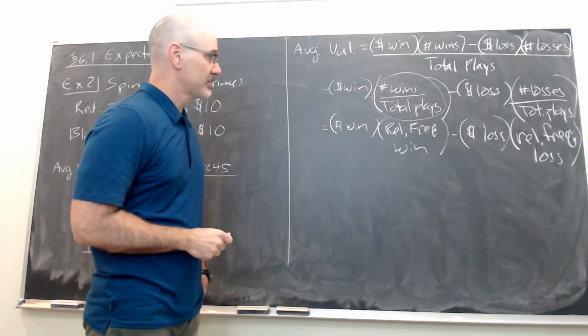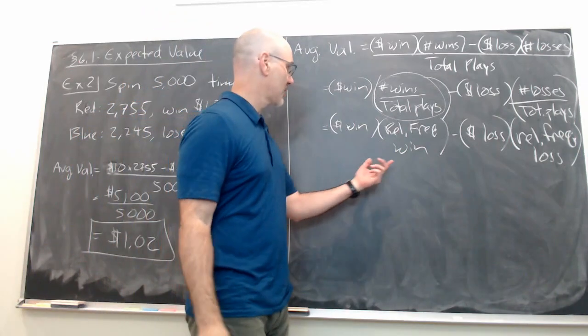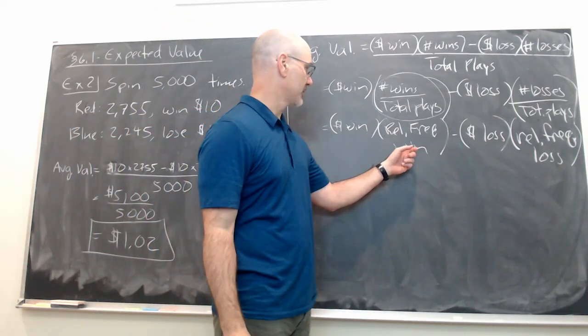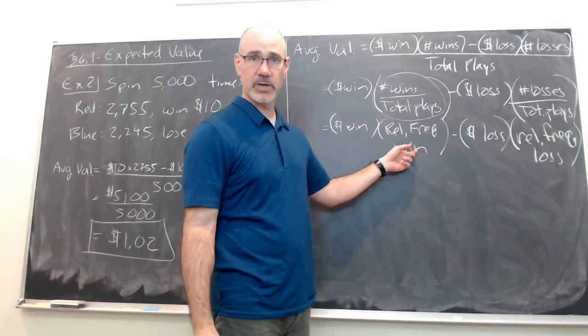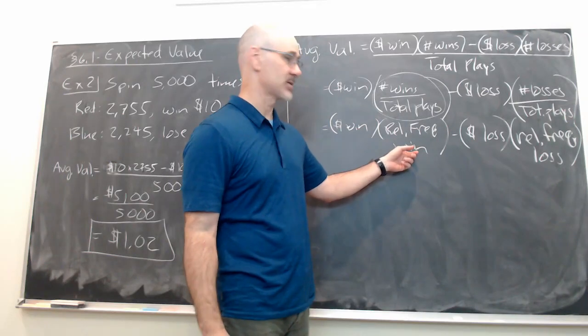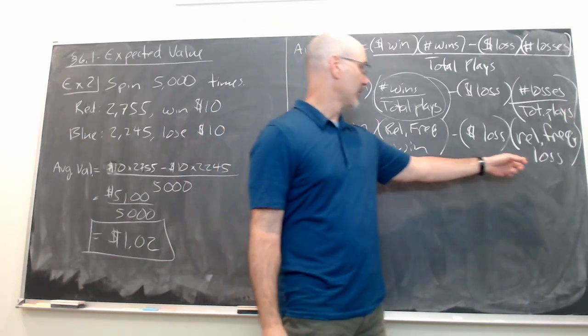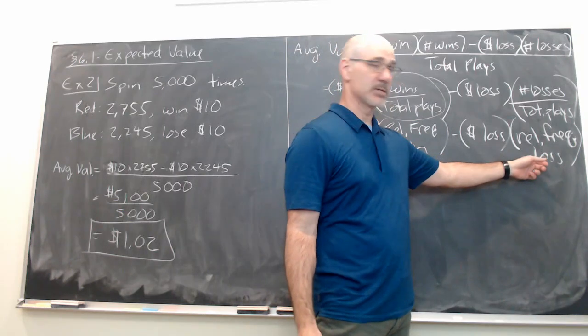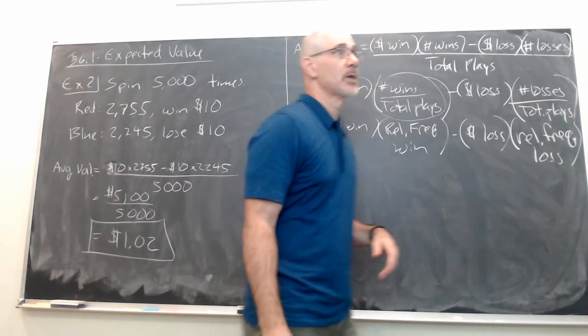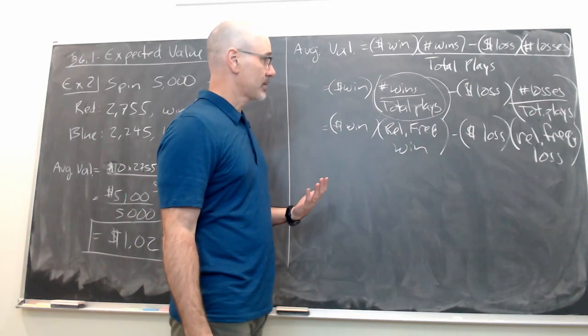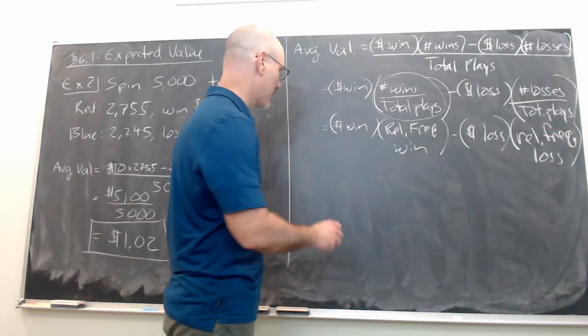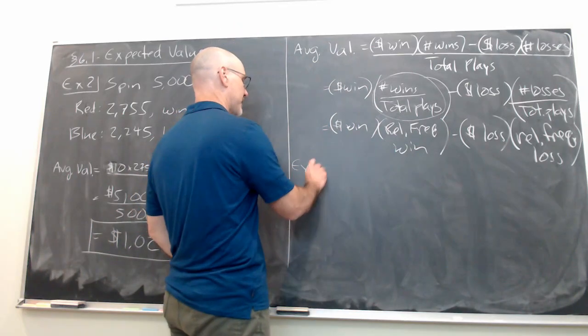And now that's an important observation, because the law of large numbers says that if we play enough times, the relative frequency of a win is the same as the probability of a win. And the relative frequency of a loss is the same as the probability of a loss. So when we play enough times, in the long run, we get the expected value.